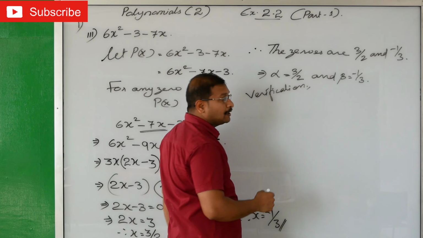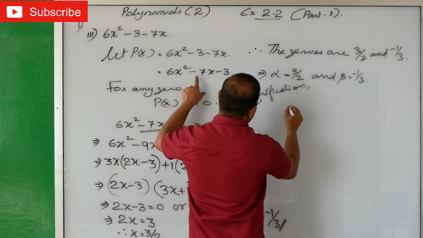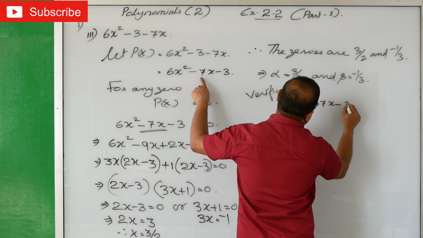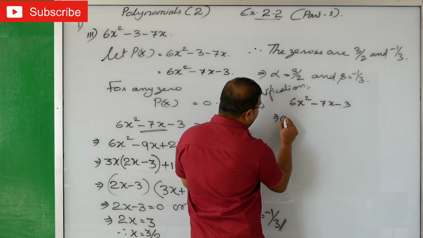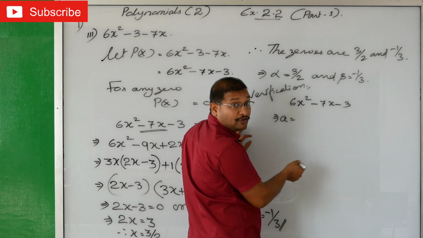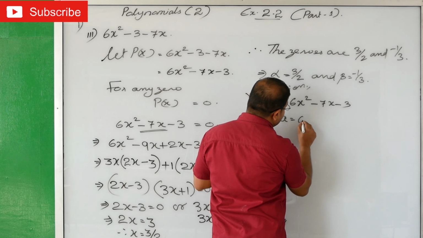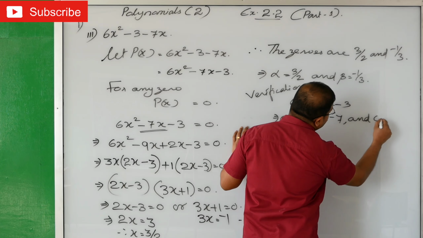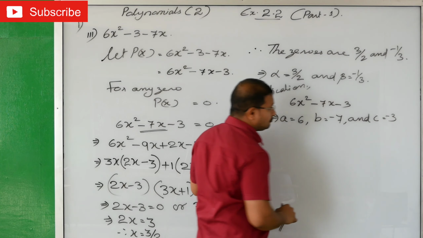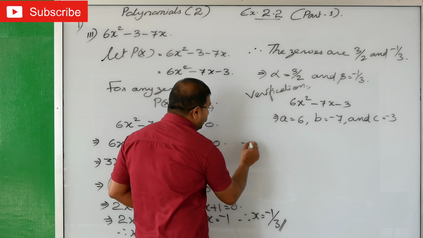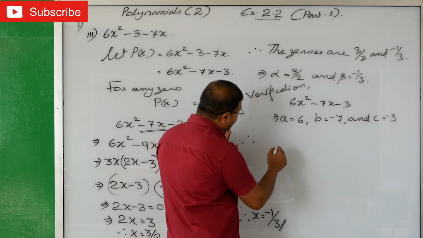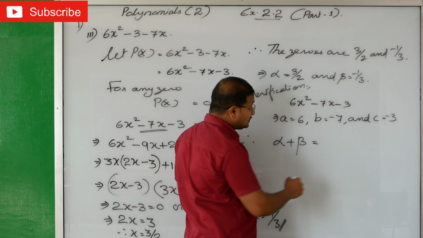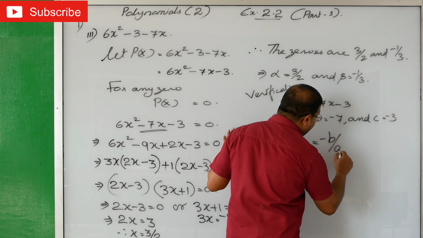First we'll write the given polynomial: 6x square minus 7x minus 3. This implies, what is the value of a, the first one, which is next to x square? A is 6, b is minus 7 and c is minus 3. That is a constant. Ready? Therefore, what will we do? Sum of the zeros: alpha plus beta, that is the sum of the zeros, equals minus b by a.